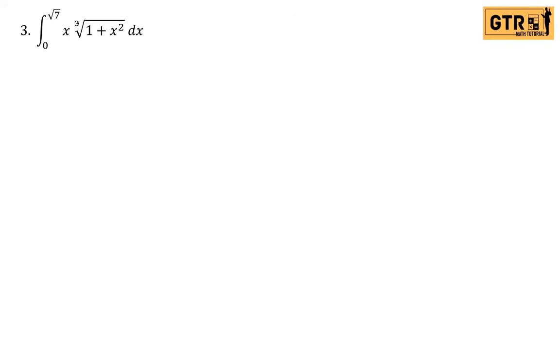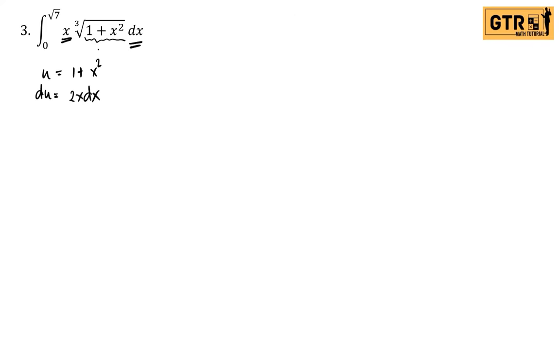Integral of x times cube root of 1 plus x squared dx from 0 to square root of 7. So for this, if we let u as 1 plus x squared, we have u equal to 1 plus x squared. Our du will be equal to the derivative of 1, which is 0, plus the differential of x squared, which is 2x dx, which is this term, x and then dx.